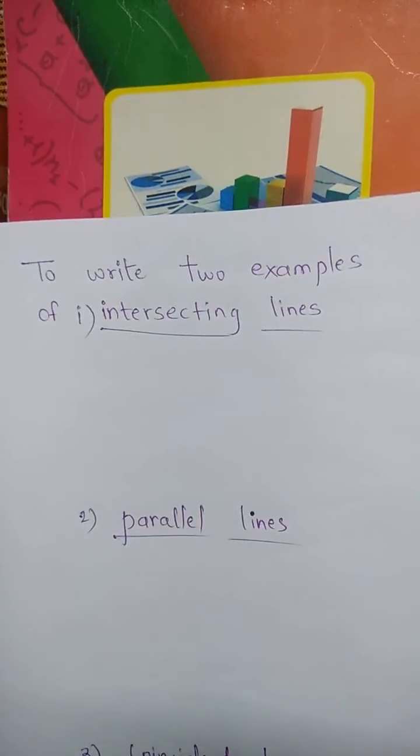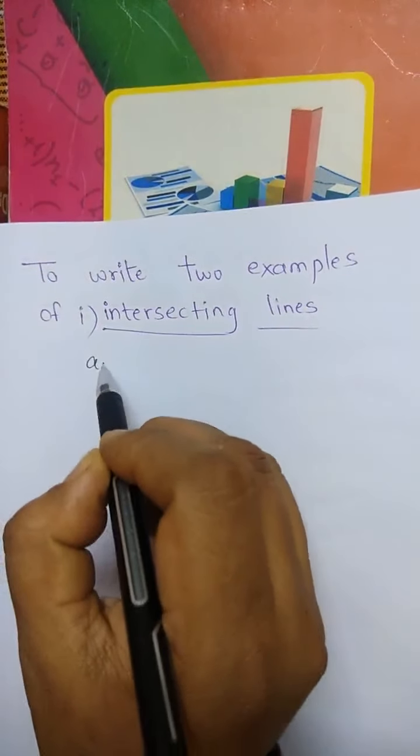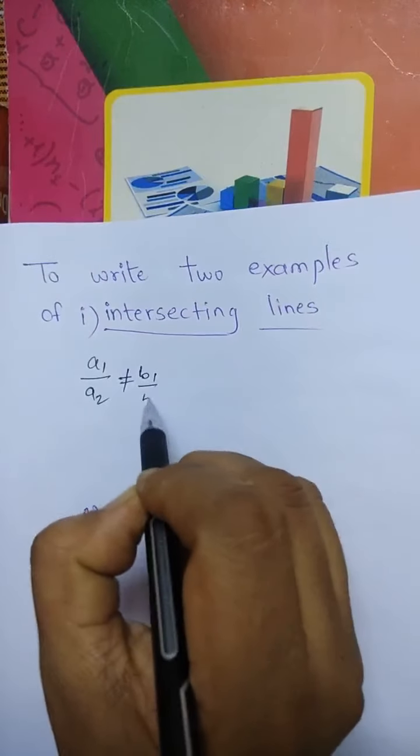Now suppose I ask you to write two examples of intersecting lines, how will you write? Can anybody tell me how to write intersecting lines? Your own examples. Yes, you have to check the first condition. For intersecting lines, A1 upon A2 is not equal to B1 upon B2, no?